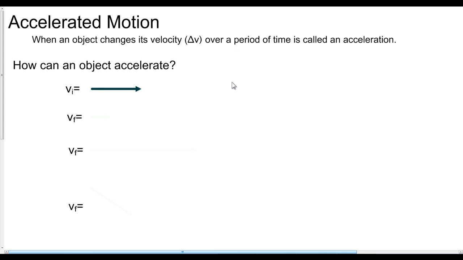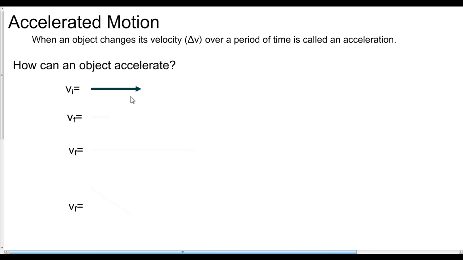When we talk about accelerated motion, we need to talk about what acceleration is. All acceleration is, is a change in an object's velocity over a period of time. Now, there are certain aspects of velocity that we can look at as far as changing. Velocity is a vector, which means that it has both a magnitude and a direction. So we can either change the magnitude of the velocity, which would cause an acceleration, or we can change the direction of the velocity.